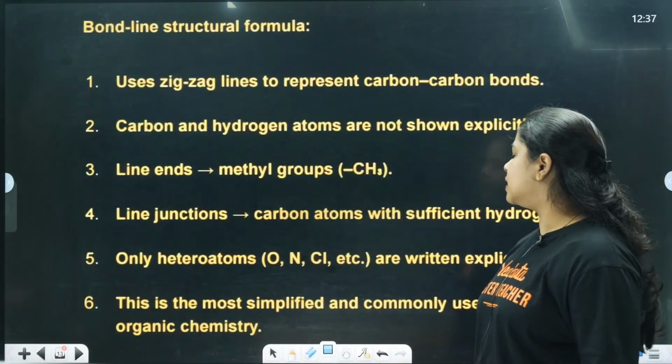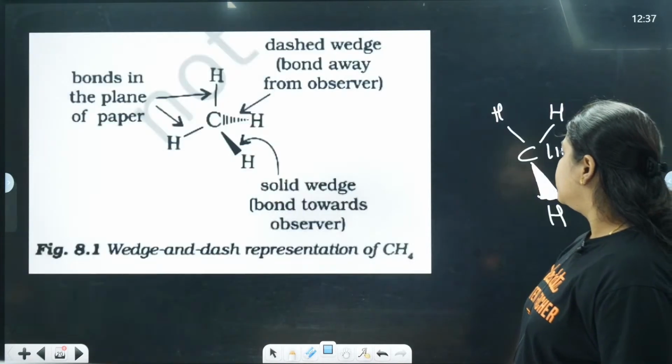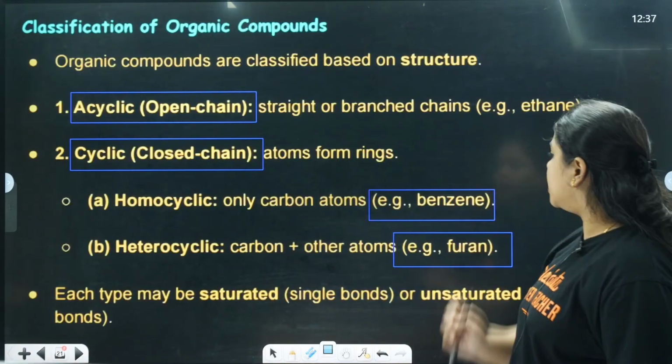Okay, is everyone understanding till here? Okay, last is what? Yes, double bond and triple bond.